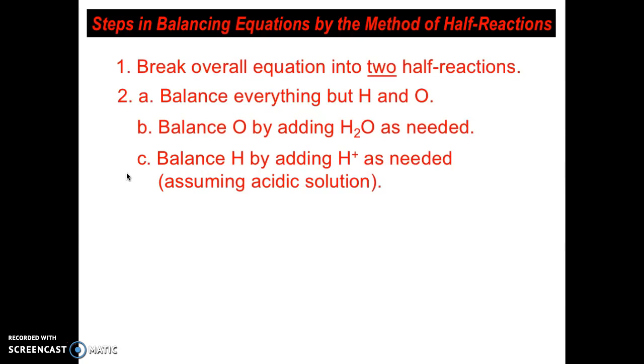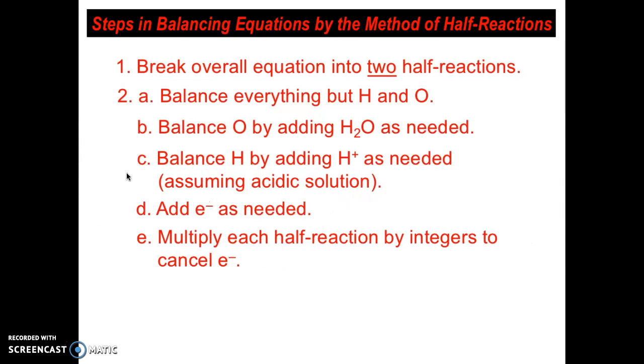There's practice with basic solutions on the website that we went to, the Science Geek website. It's a great website. Highly recommend it. Then you add electrons as needed. Now remember the key step, letter E. Don't forget to do this. Multiply each half reaction by integers in order to cancel out your electrons. If you don't do that, the rest of it gets messed up. Finally, you add the two half reactions and then you simplify.